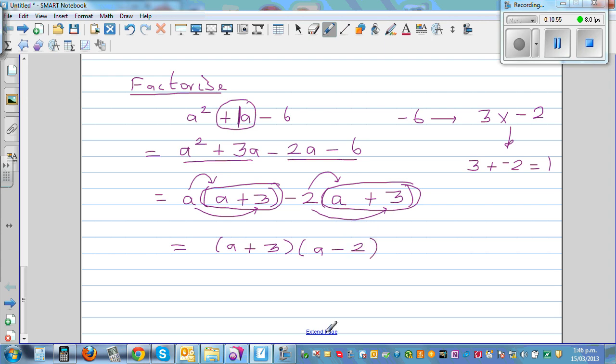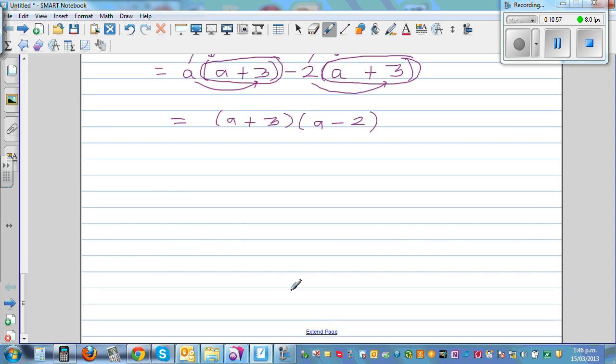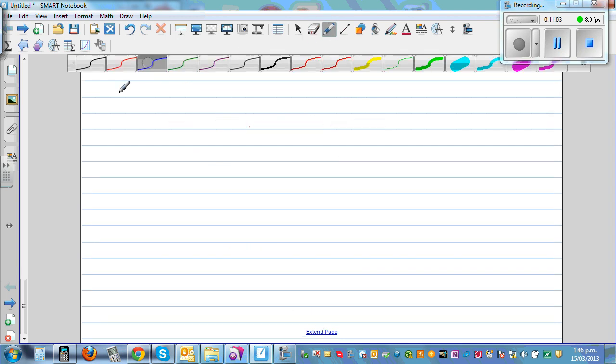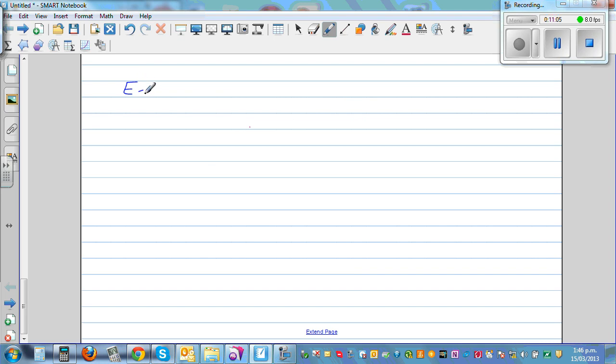Just like that. So let's expand now. Okay, so expand. Expanding and factorizing are opposite of each other. So the question is 3x plus 5 times x minus 1. I don't like the FOIL method, so I would do it like this.